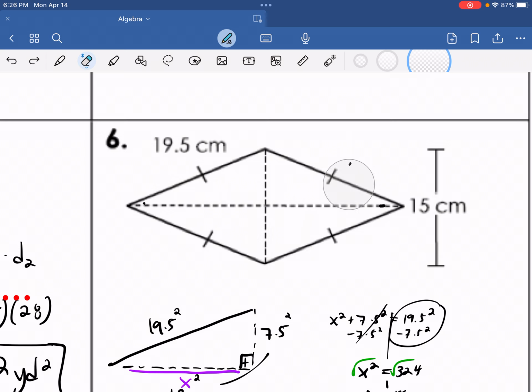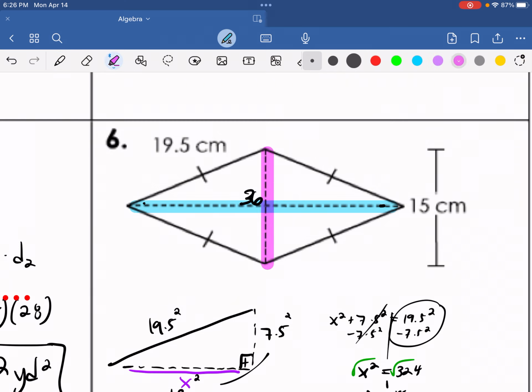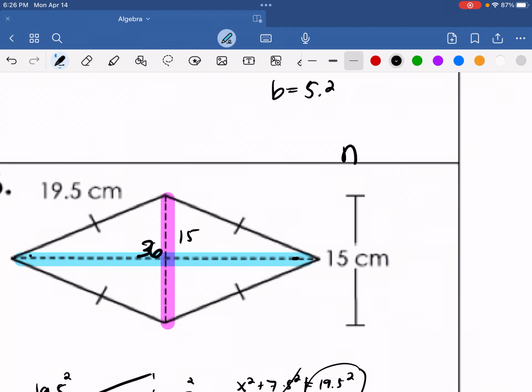So now I'm going to erase. Okay, so now we know the important parts. We know that from left to right, it's 36 because we got 18 and 18. And then from top to bottom, that was 15. So now we can use our formula. Our formula is area equals 1/2 D1 and D2. So that would be 36 and 15. The order doesn't really matter. Okay, 1/2 D1 and D2. And you get 270 centimeters squared.